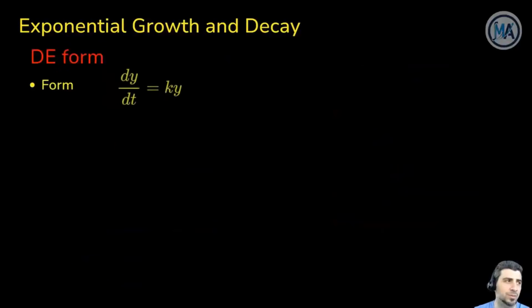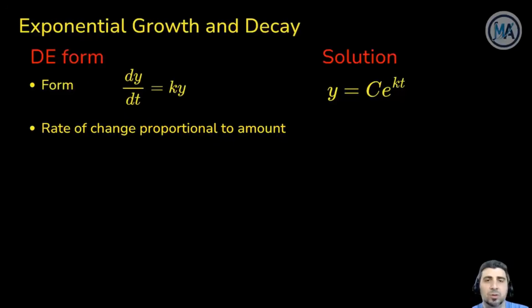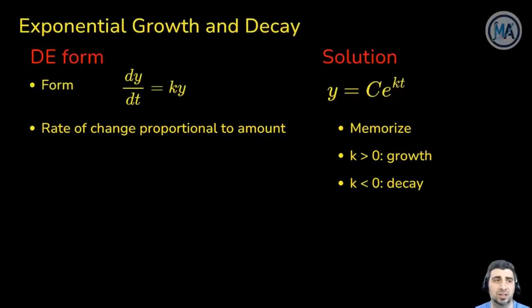Exponential growth and decay. So this has the form dy/dt equals ky. This means that the rate of change is proportional to the amount present. The solution to this is y equals ce to the kt. On the AP exam, you will not have to show the proof. You want to memorize this solution. A couple important things to note: when k is positive, you have exponential growth. When k is negative, you have exponential decay.